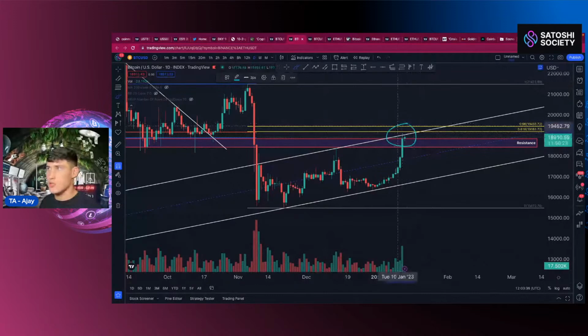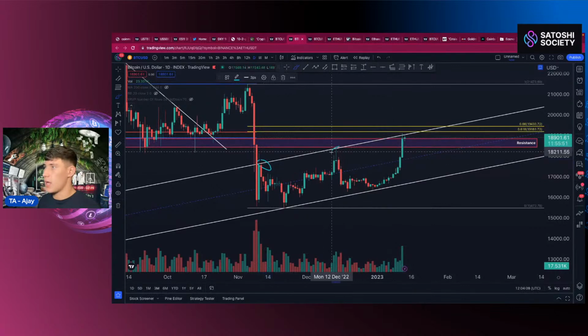Okay, so from the previous swing high to the swing low right here, we do have a golden Fibonacci, a golden pocket between the 0.618 and the 0.66 coming in right here. So that's coming in between 19,180 approximately and 19,440 approximately as well. So we do just have to be aware of that, because that is coming in confluence with this ascending parallel channel as well.